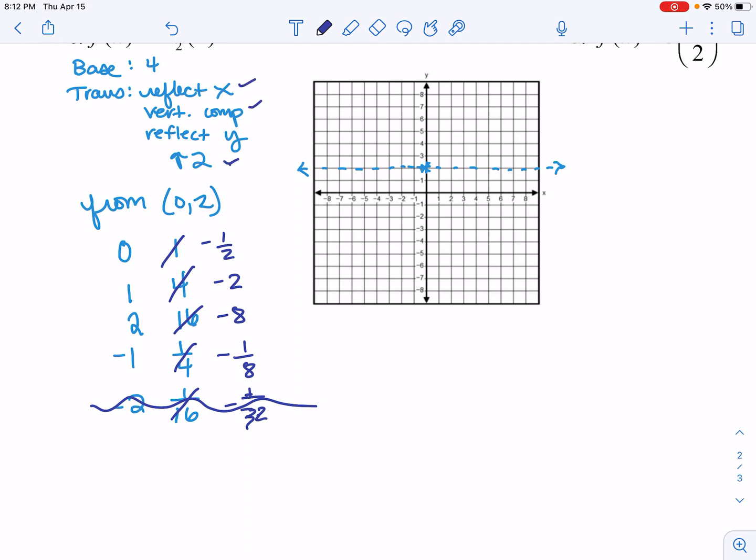And so now we just need to reflect over the y, which is going to change the sign of the x. Well, 0 is not positive nor negative. Now this is going to be a negative 1, a negative 2, and a positive 1.